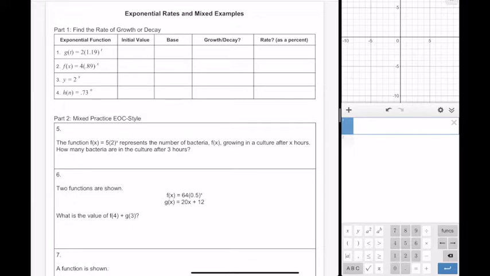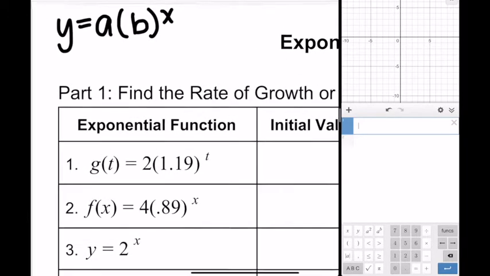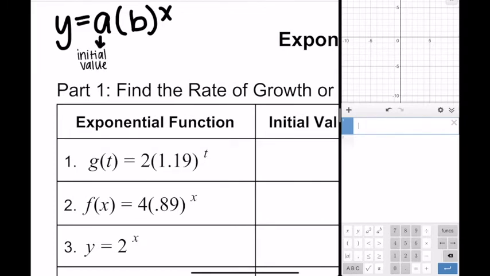All right, so remember that for our exponential function, it's y equals a times b raised to x, where a is your initial value, b is the base, and that base can either be greater than 1 or that base can be between 0 and 1. If it's greater than 1, that represents growth, and if it's between 0 and 1, that is decay.